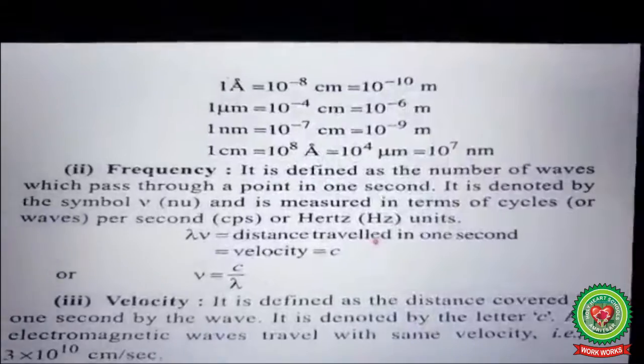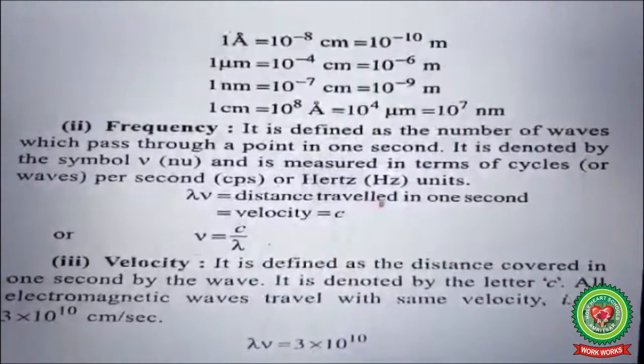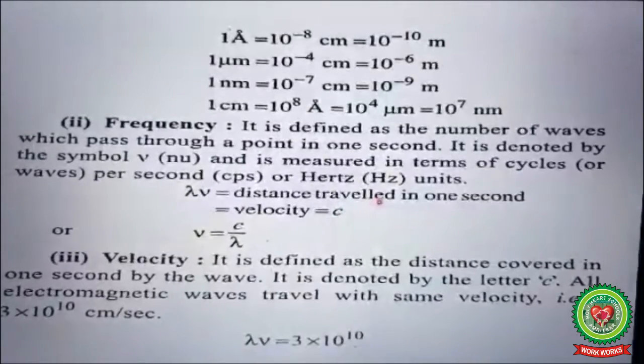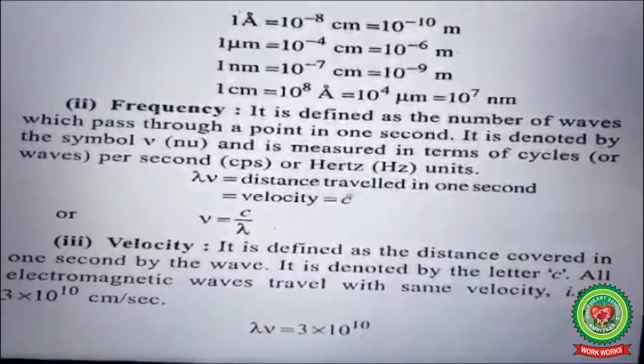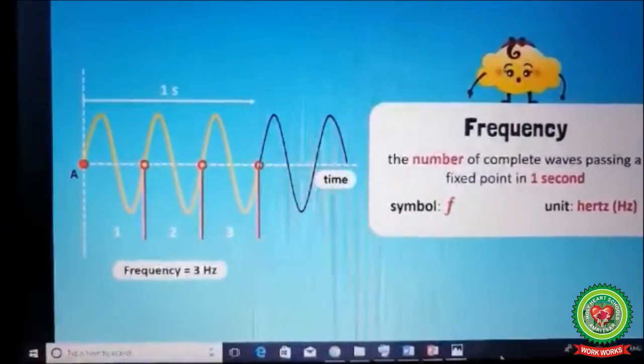So the next part of the wave parameters is frequency. So what is frequency basically? It is defined as the number of waves which pass through a point in 1 second. Let's understand what frequency is. You can have a look at this diagram.